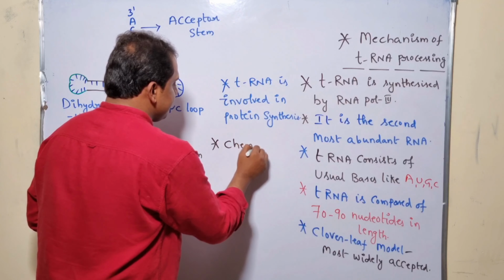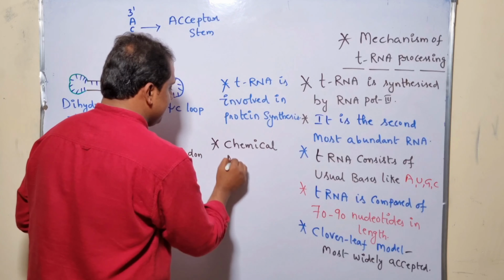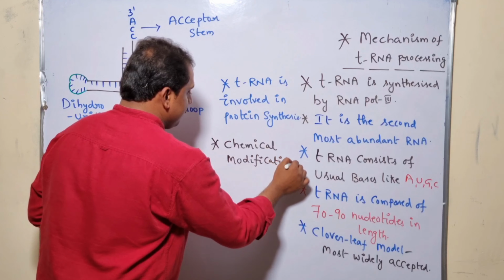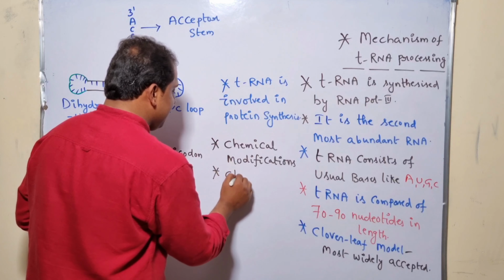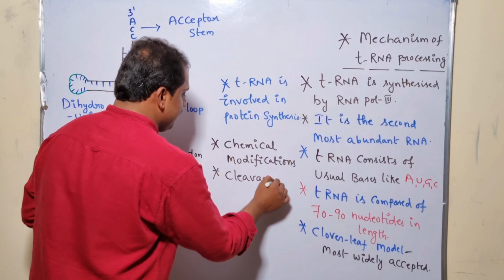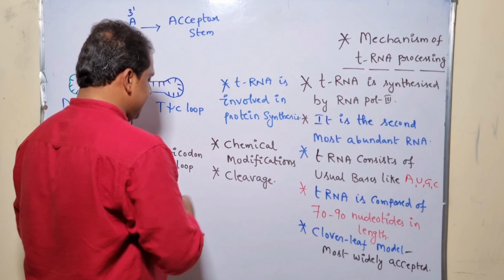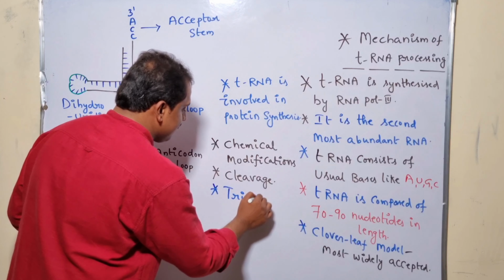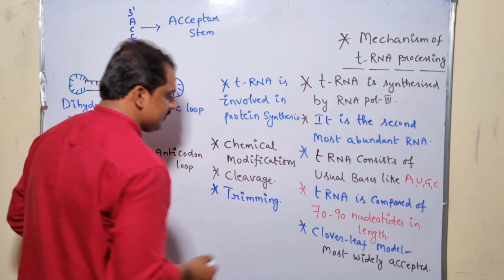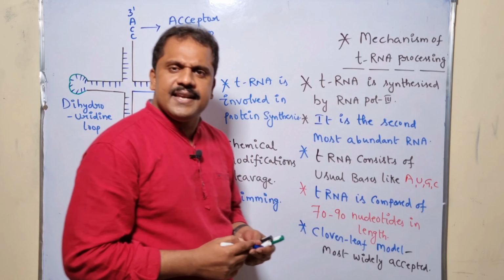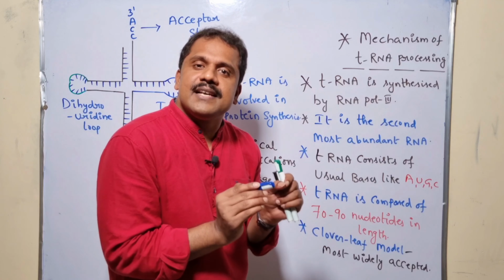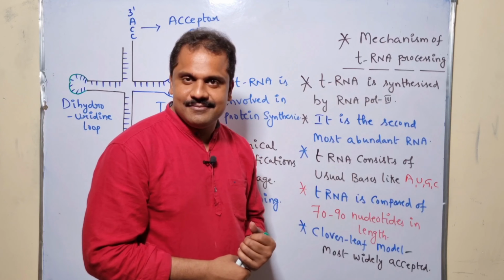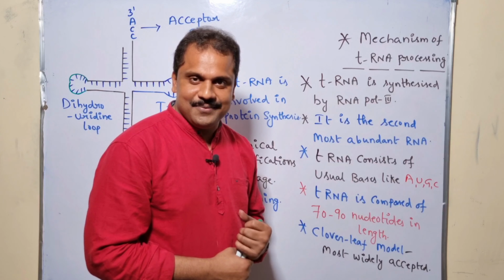Chemical modifications. And the next one is cleavage. And the next one is nothing but what? Trimming. Is it clear? So at first we will be studying the chemical modifications which take place in the structure of the tRNA during the tRNA processing mechanism. Is it clear? So let me write it on the board.